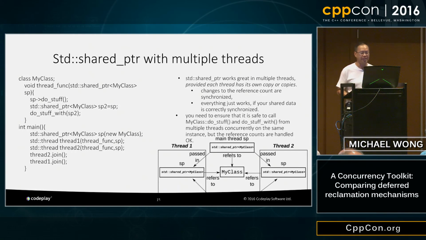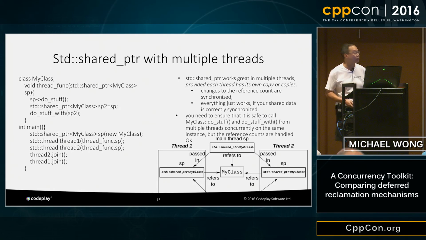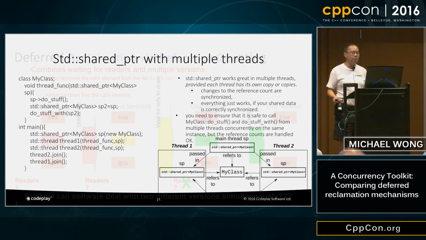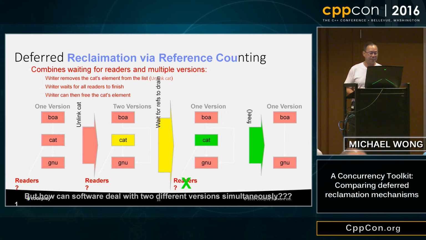So in this particular example, the std::shared_ptr works great if there's an instance of it in every thread, so that changes to the reference count are synchronized. Everything just works if your shared data is correctly synchronized. You would need to ensure that it's safe to call, in this particular example, according to Anthony Williams, and we agree, my_class do_stuff and do_stuff_with from multiple threads concurrently on the same instance, but the reference counts are handled okay. However, the minute you move to, some of the words are moved over, but that's close enough.